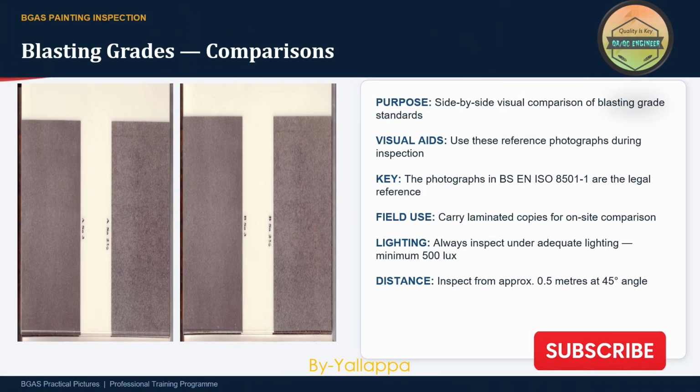This slide demonstrates how a grade B surface appears after blasting. Notice the significant improvement in cleanliness and uniformity. The objective of blasting is to remove corrosion products, contaminants, and loose mill scale while generating a suitable profile for coating adhesion. This comparison helps inspectors understand the effectiveness of surface preparation.